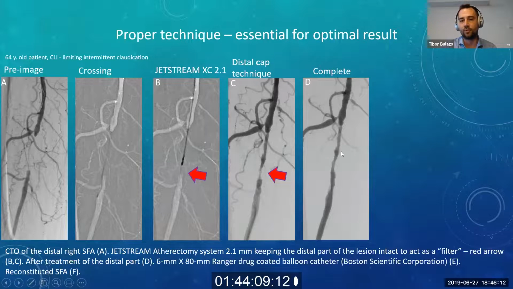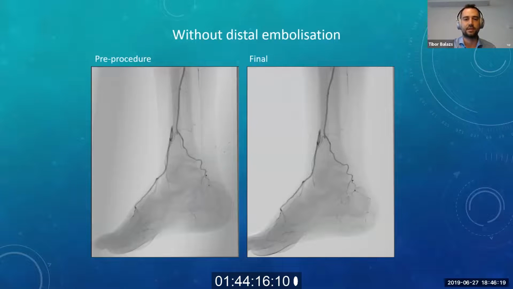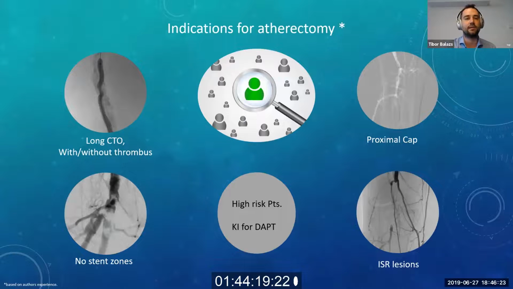And this is the final cap removal and balloon angioplasty with a DCB, the final result without distal embolization as well. So in our opinion, the best patients or subsets are the long CTOs with or without thrombus, and the no-stent zones. So when you don't want to cover one or another vessel with a stent, you have a high-risk patient for surgery, you have a contraindication for dual antiplatelet therapy, or below the knee when you are facing really heavily calcified occlusions with a really tough proximal cap, and you are not able to enter it just with a wire, you can utilize the catheter with the front-end cutting to open it up. And then you have the in-stent restenotic lesions and occlusions.